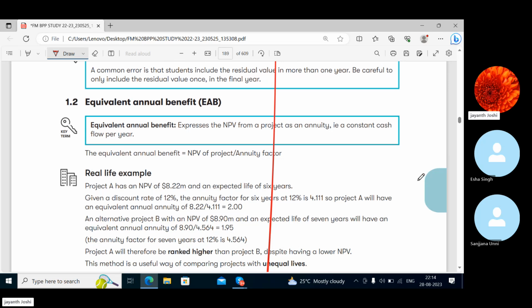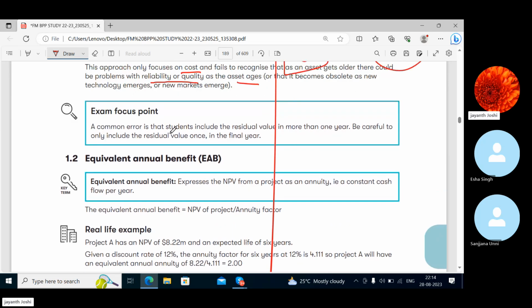So now there is an exam point. A common error is that students include the scrap value in more than 1 year. That's what I already told Isha. You should take the scrap value of the first year in the first replacement cycle, the second year's scrap value in the second replacement cycle. Don't take the first year scrap value also. That's what they have cautioned here.